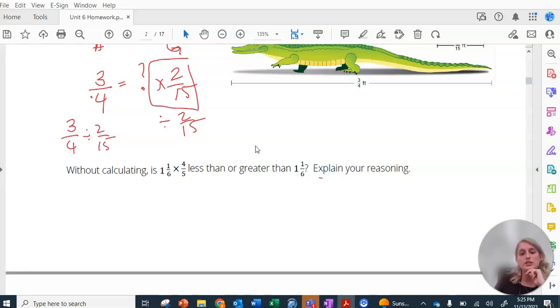Last problem, you just need to explain your answer. You do not need to show me math. You are telling me yes or no. Is this product, is this answer bigger or smaller than 1/6? So you can use your reasoning about this fraction being bigger or smaller than 1 to help you find your final answer.